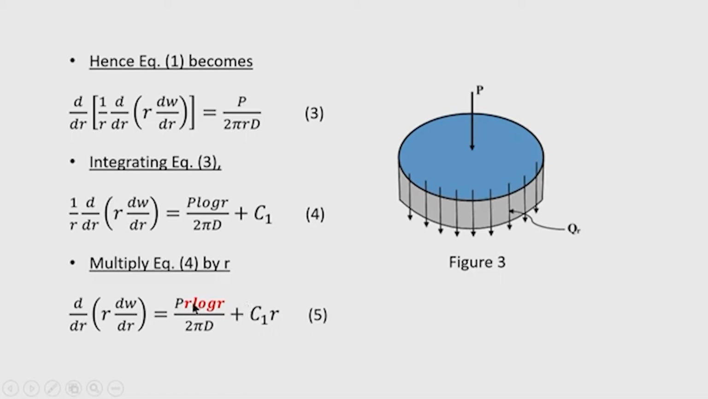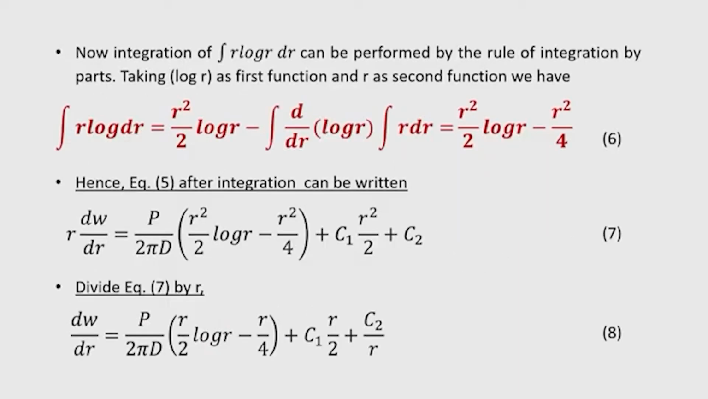Now, you can see I have marked r log r in red color, because this appears as a product of two functions of r. That means, when I integrate again, I require to integrate this expression r log r with respect to r using the integration by parts rule. So, next, integration of r log r dr can be performed by the rule of integration by parts.